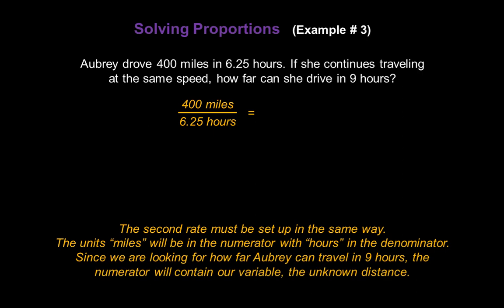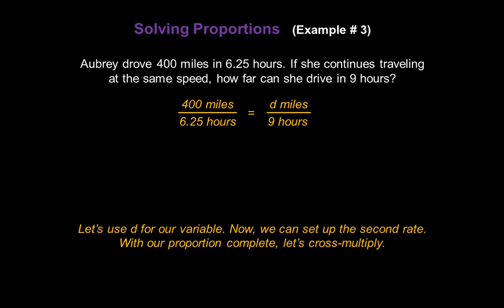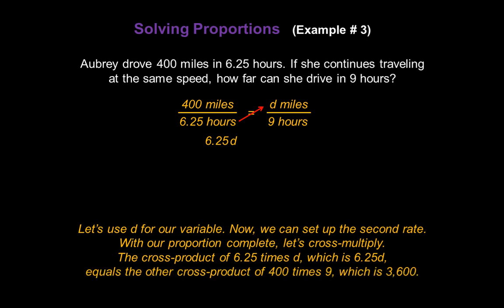Since we're looking for how far Aubrey will travel in 9 hours, the numerator will contain our variable, the unknown distance. I'm going to call that d when we set up this rate. So now we can set up the second rate: d miles in 9 hours. Now with our proportion complete, all we have to do is cross multiply. The cross product of 6.25 times d, of course, is going to give us 6.25d. And that has to equal the cross product of 400 times 9, which is 3,600.